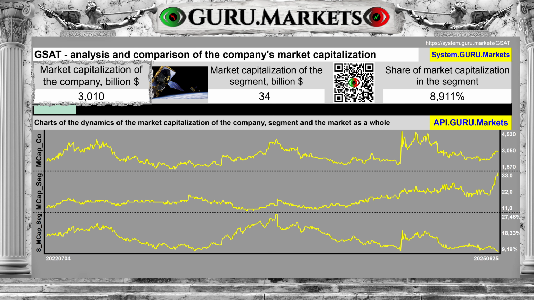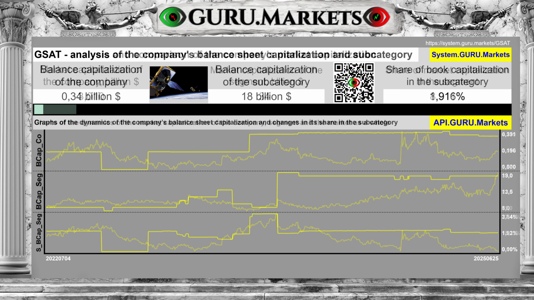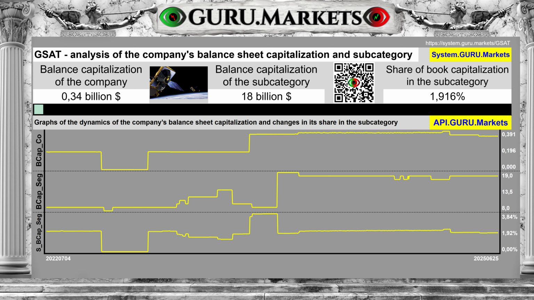Market capitalization of the company Globalstar Inc. amounts to $3.01 billion. And the capitalization of the subcategory is $34 billion. The company's book value is estimated at $0.34 billion. And the balance sheet capitalization of the subcategory is $18 billion.